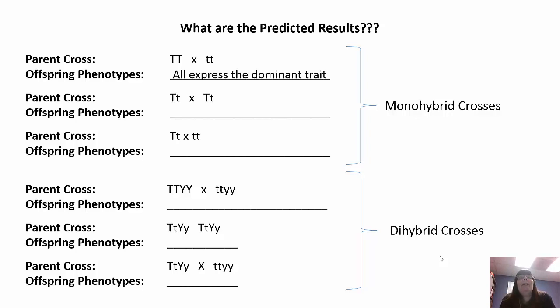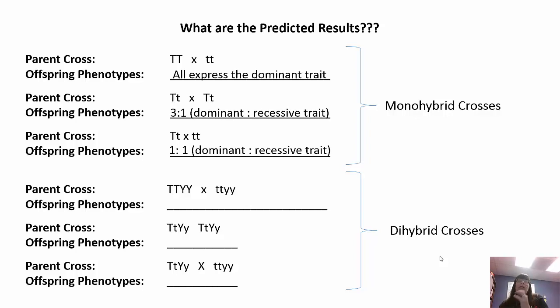So, parent cross, big T times little t. The offspring phenotypes, they're all going to express the dominant trait because they're all going to be big T, little t. Now, what if we cross big T, little t times big T, little t? What are we going to get? Three to 1. 3 dominant to 1 recessive. If we cross big T, little t times little t, little t, what are we going to get? One to 1. 1 dominant, 1 recessive.